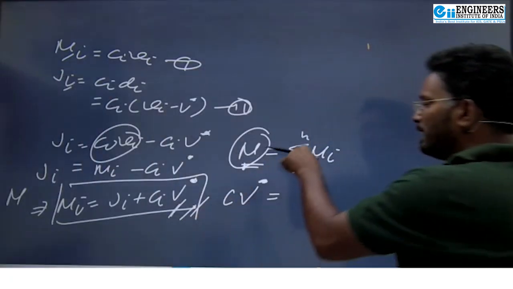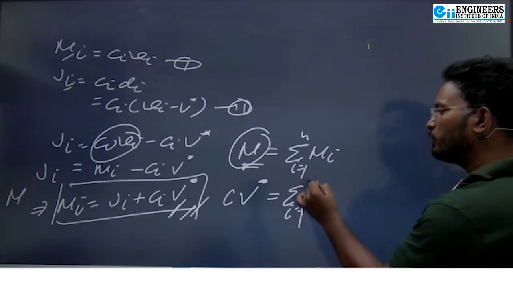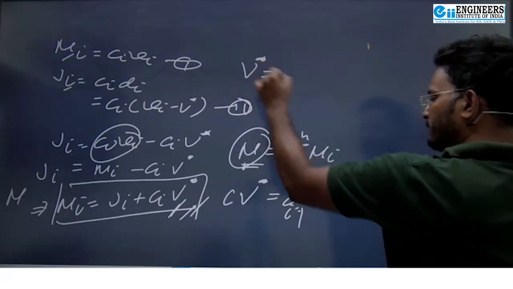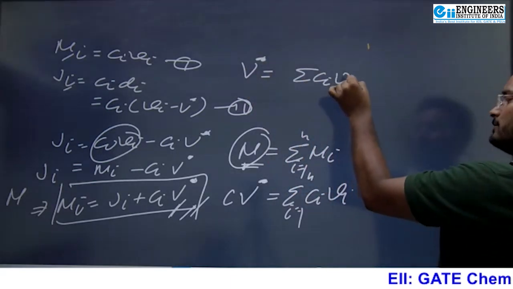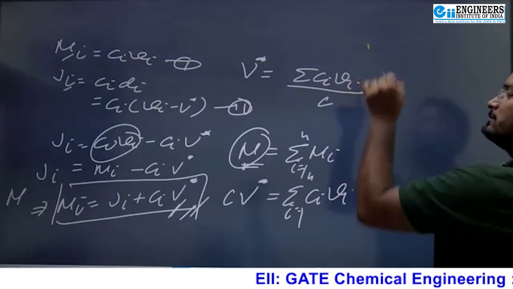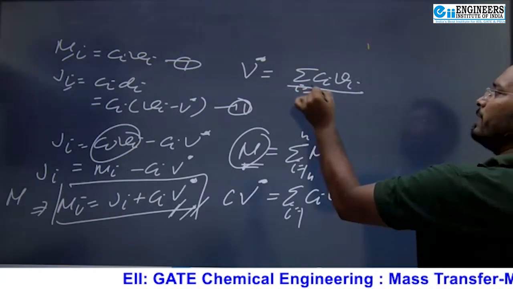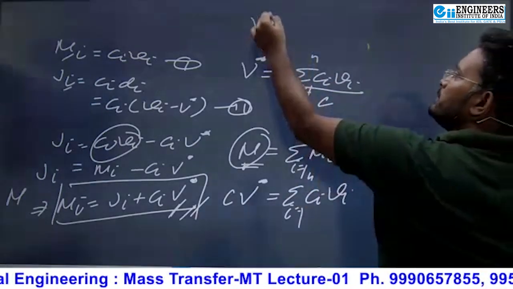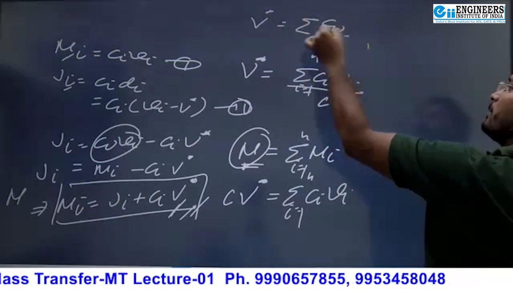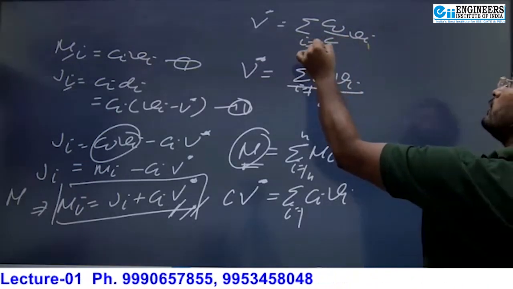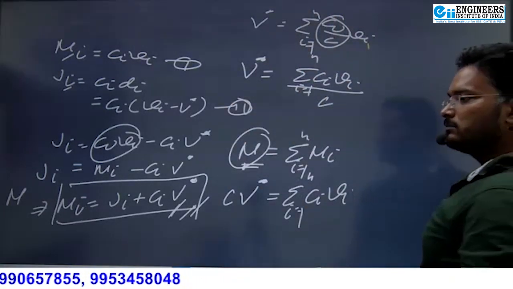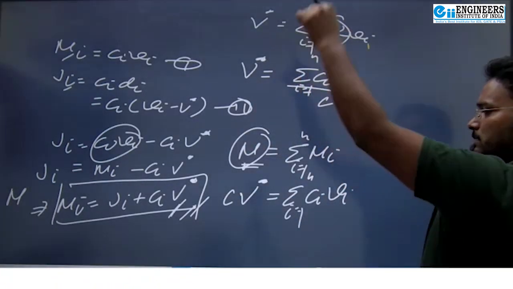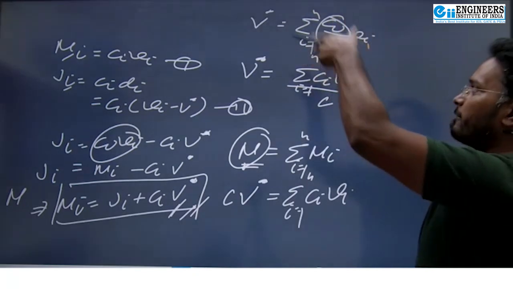Total concentration. And what is Ni? Summation from i equal to 1 to N of Ni equals Ci into Vi. That's it. Then how can I find V star? V star I can find as the summation of Ci into Vi upon C, from i equal to 1 to N. And you know Ci upon C is what? V star is the summation of Ci upon C into Vi. Ci upon C is called the mole fraction, because it is the molar concentration of species i upon the total molar concentration.